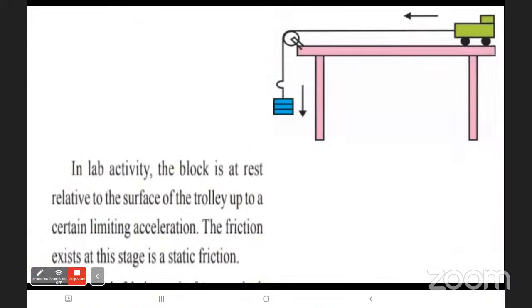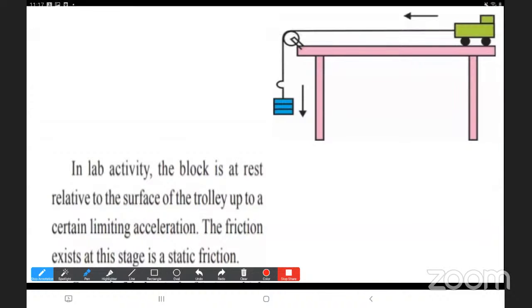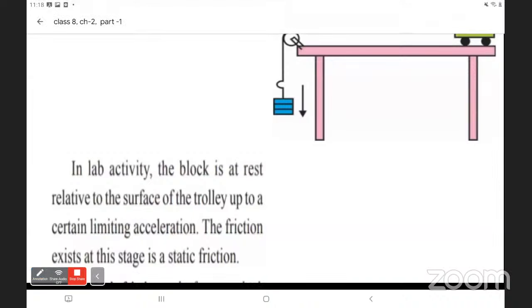Here, the block is at rest relative to the surface of the trolley up to a certain limiting acceleration. So the friction existing at this stage is static friction. Okay, we can call this friction static friction.